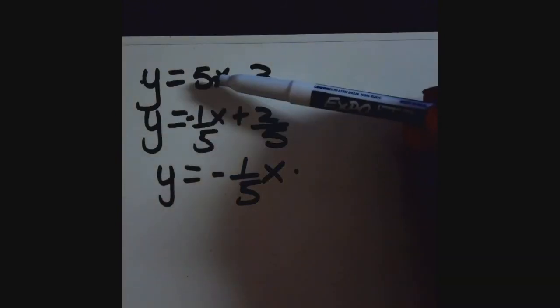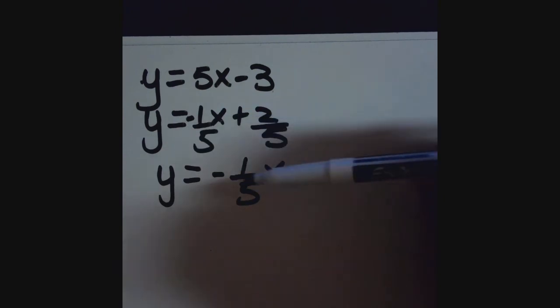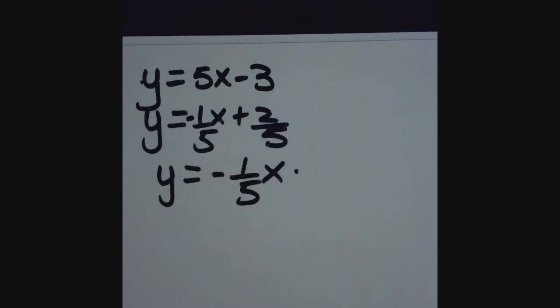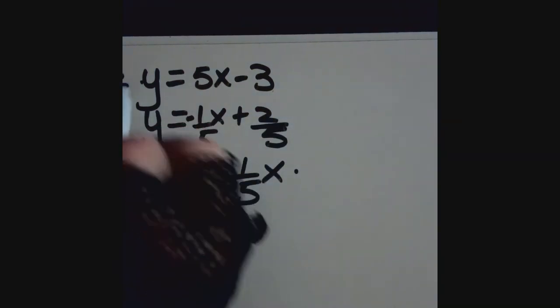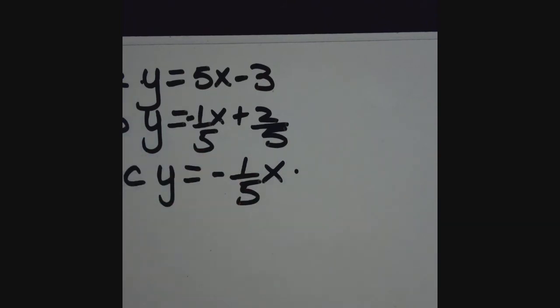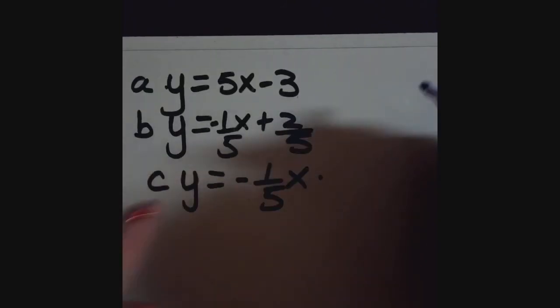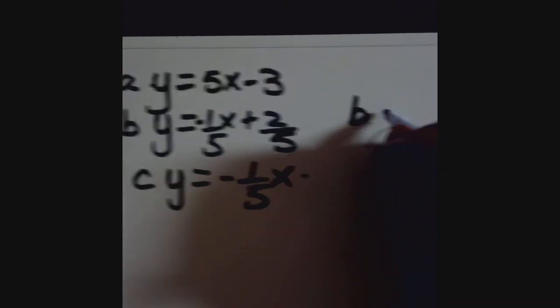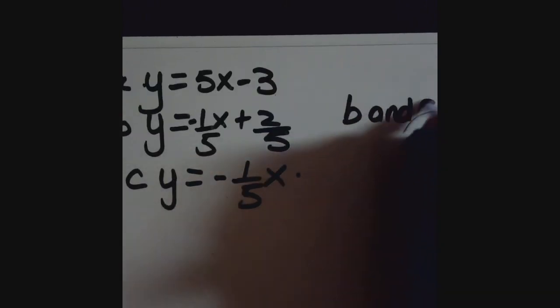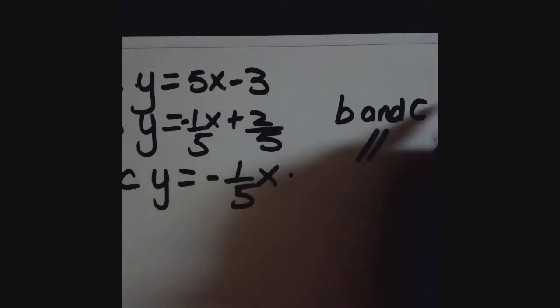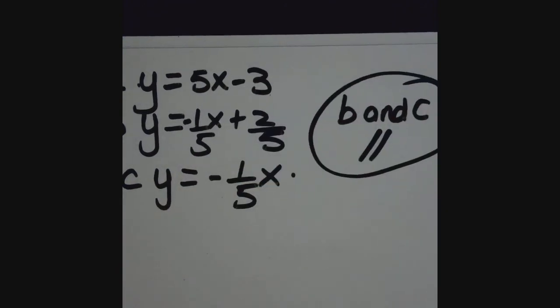Okay, so let me look first and see, do we have any parallel lines? Okay, this is A, this is B, and this is C. So can you see that B and C have exactly the same slope? So B and C are parallel. Okay, you can see that.